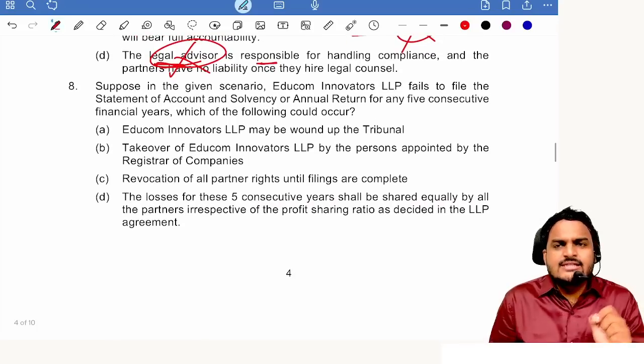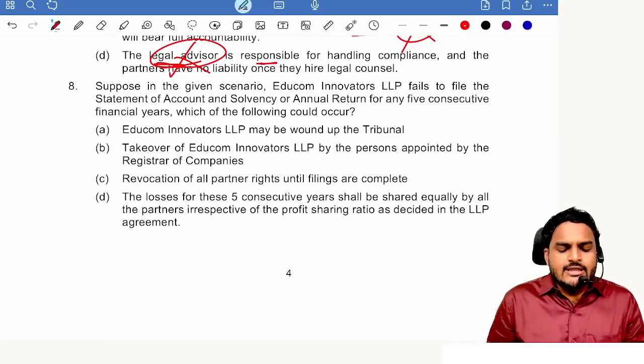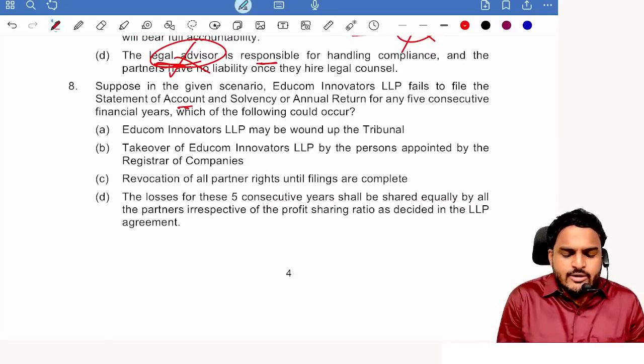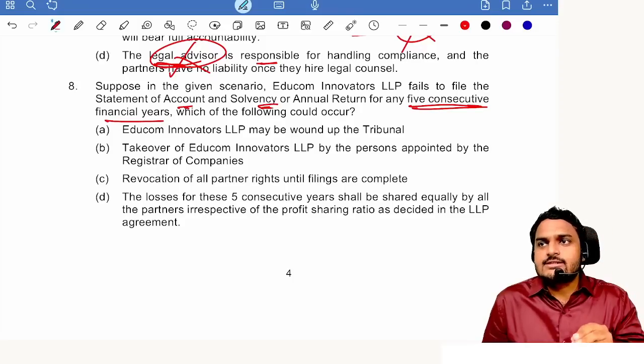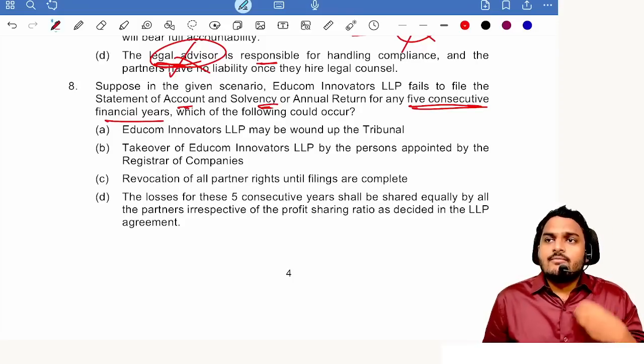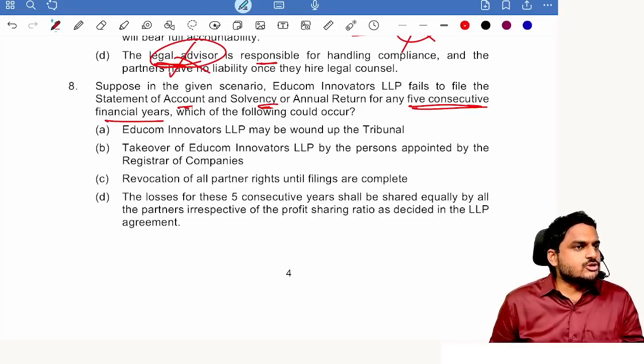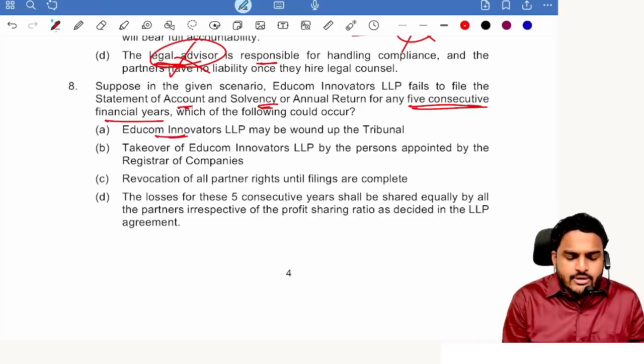Suppose in the given scenario, Educom Innovators LLP fails to file statement of account and solvency for any 5 consecutive financial years, 5 consecutive financial years. Then it can be wound up by the order of the tribunal. You remember? Educom Innovators LLP may be wound up by the tribunal.